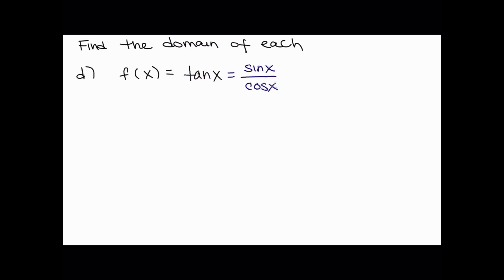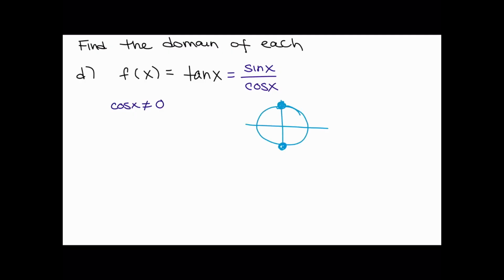All right, we've got one more. Let's find the domain of tangent of x. And I think the easiest way to do this is to remember that tangent is the same thing as sine of x divided by cosine of x. And so notice we have a fraction. Since we cannot divide by 0, that means cosine of x cannot equal 0.